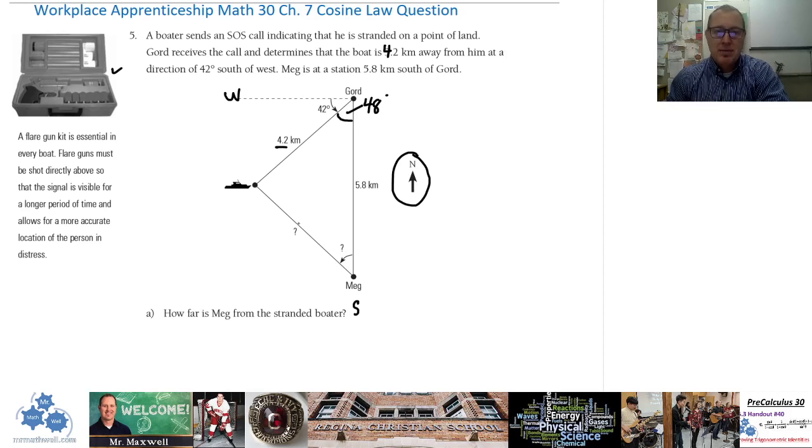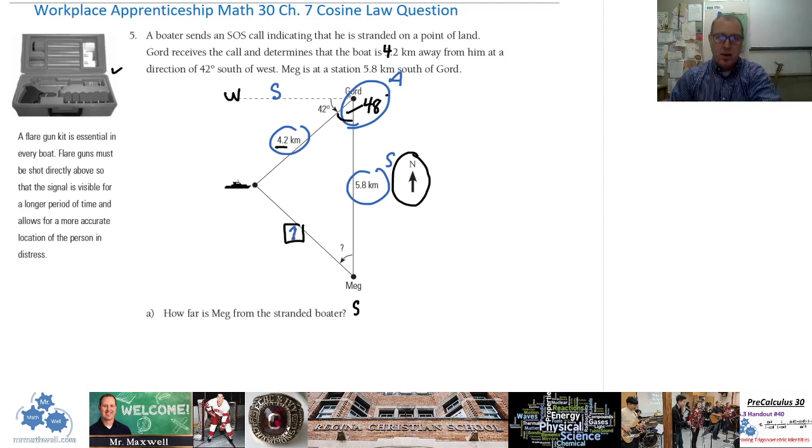So question A says, how far is Meg from the stranded boater? So we're looking for this side right here. Okay, so we've got this figured out. We've got an angle, we've got two sides. That means we have side, angle, side. That is a cosine law question, especially when we want to know the side opposite the given angle.